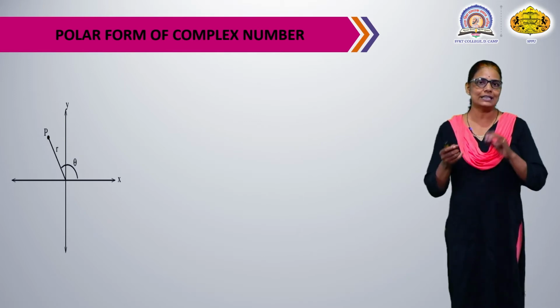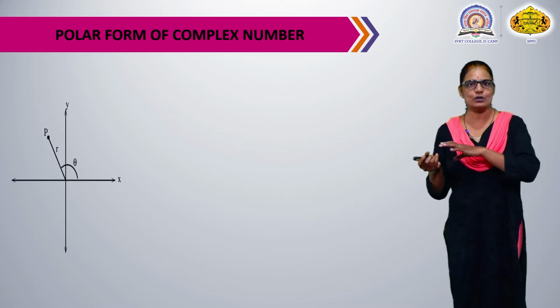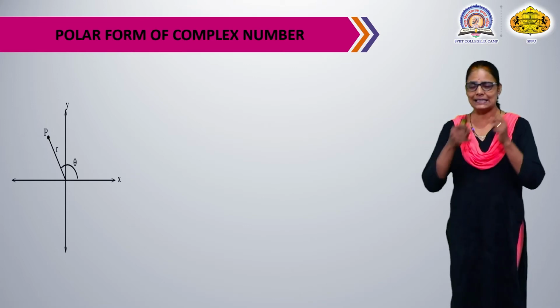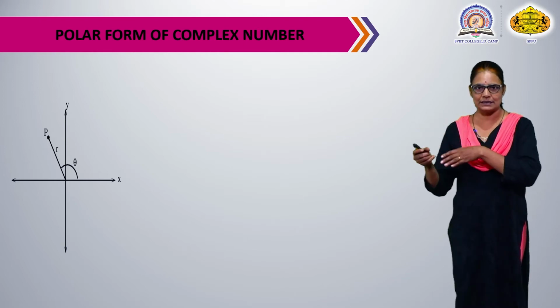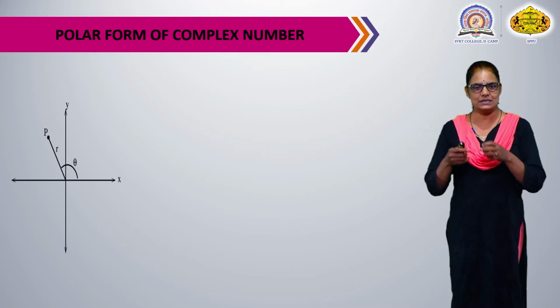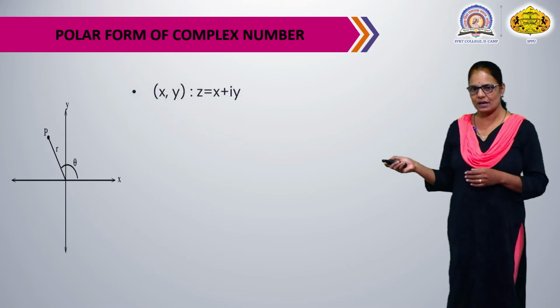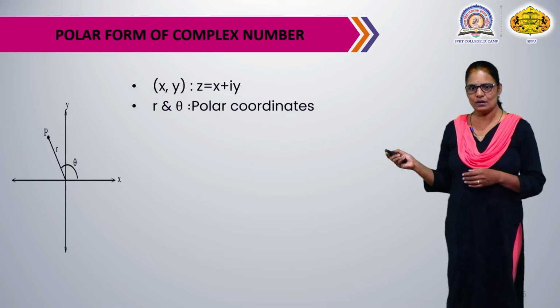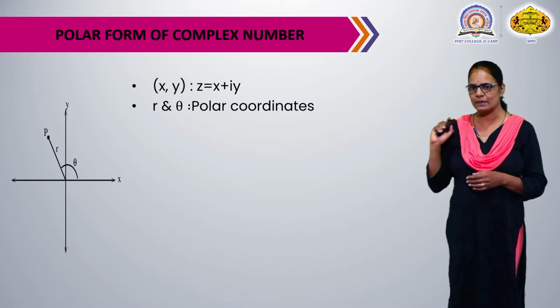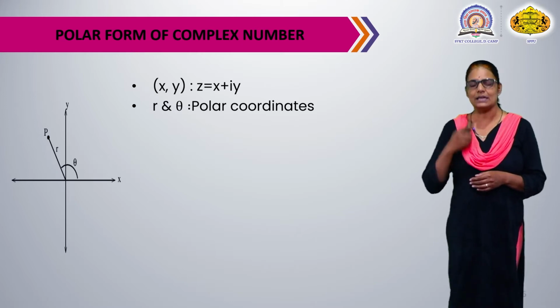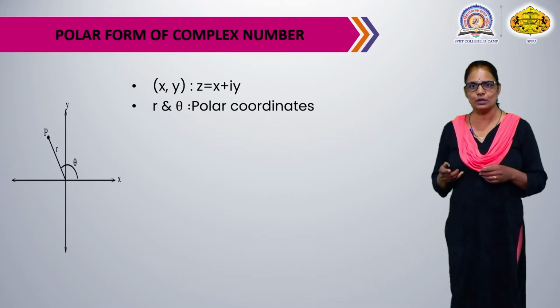Now we also know the relation between these Cartesian coordinates and the polar coordinates. We express x, y, the Cartesian coordinates, in terms of r and theta, and the relations are x equals r cos theta and y equals r sin theta. So first we consider the complex number z equals x plus iy. This number is related to the ordered pair (x, y), and we consider r and theta as the polar coordinates.